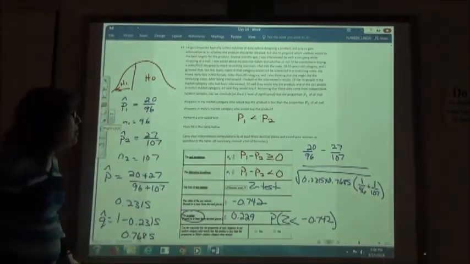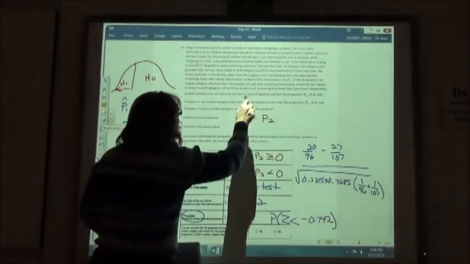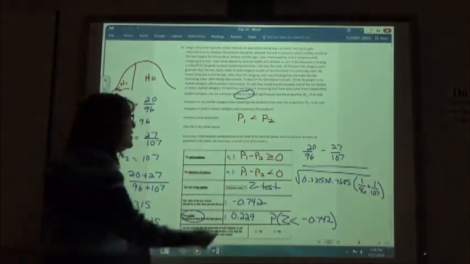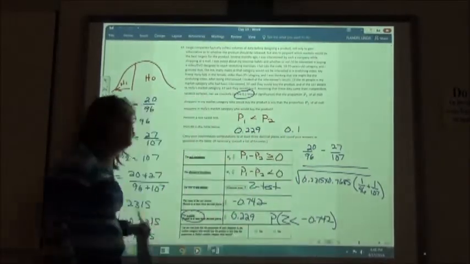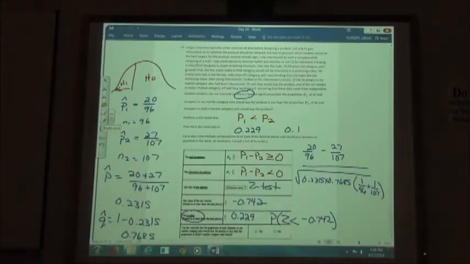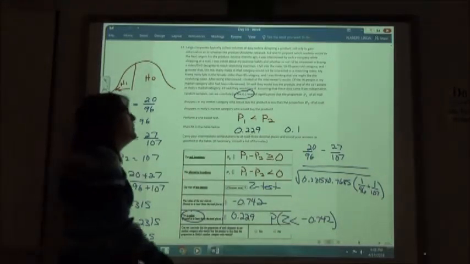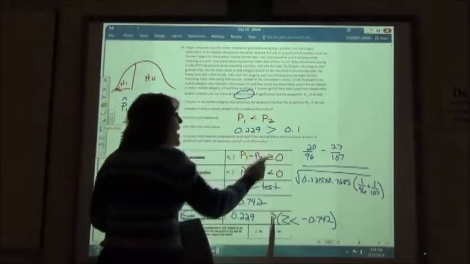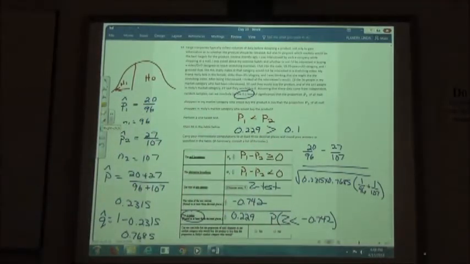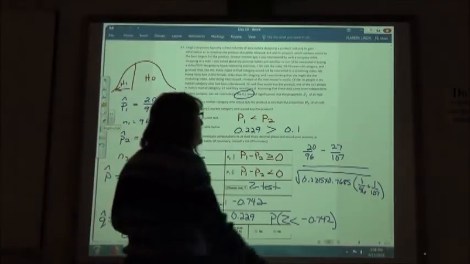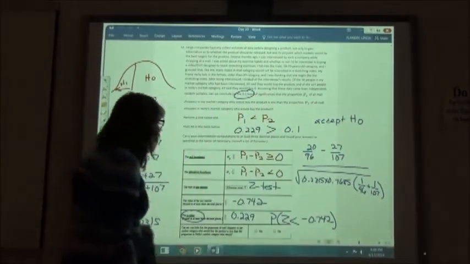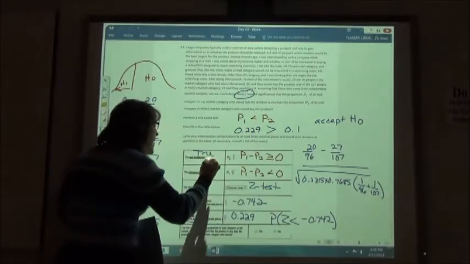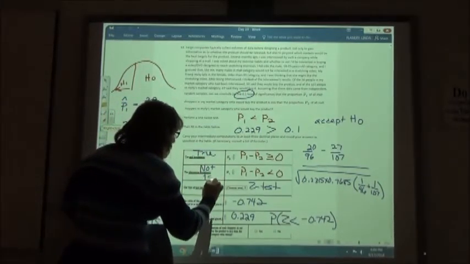0.229. We are comparing that percent to our critical value, which is 0.1. So 0.229 compared to 0.1 is greater than. And if my test value is greater than my critical value, I am going to accept the null. So this one's my true statement. This one would be not true.